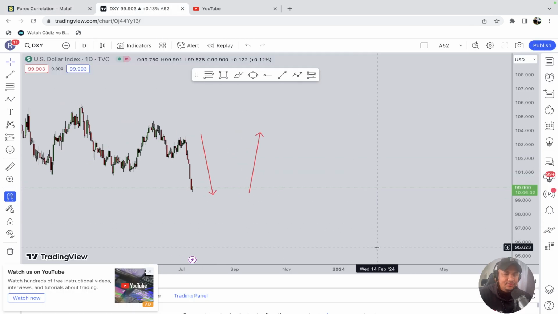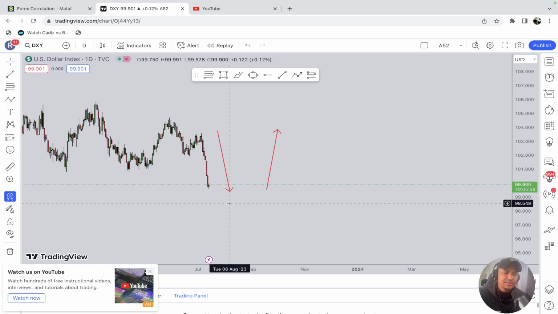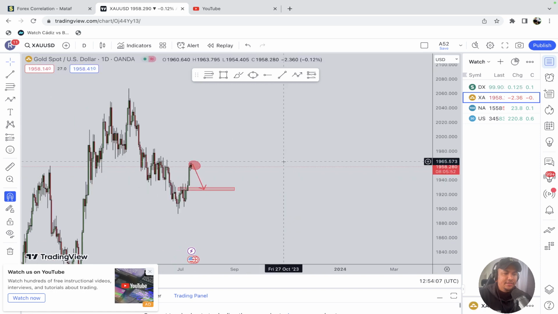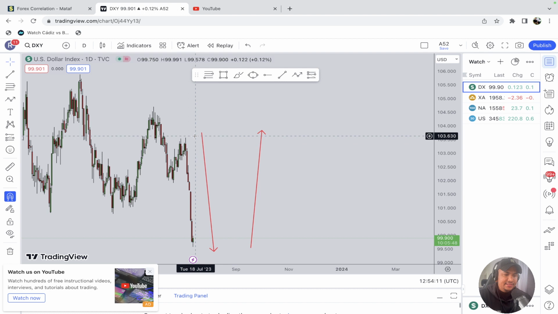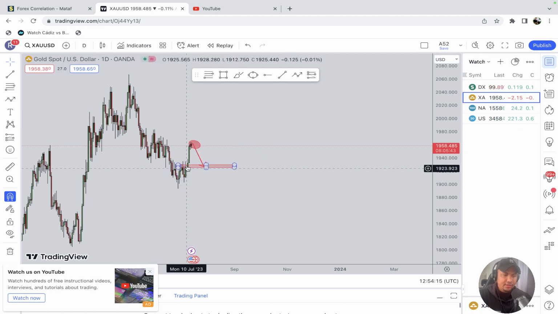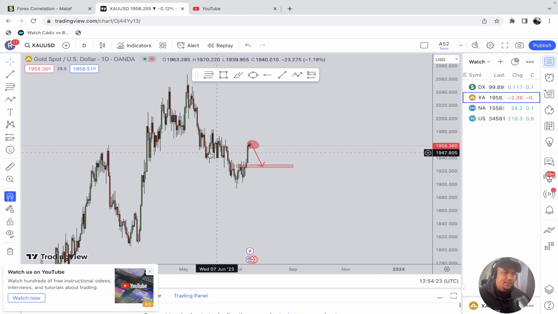Now, like I said, let's first talk about a negative correlation. As we see, the price of the dollar comes down. Now, if we look at gold, we obviously expect gold to have been going bullish, right? So you can see here, as the price of the dollar comes down, the price of gold has gone to the upside. That is what's known as a negative correlation. When the one comes down, the other one goes up.